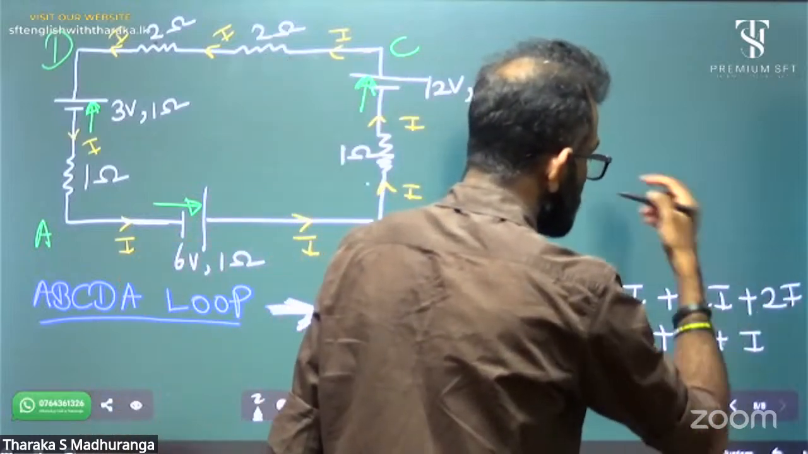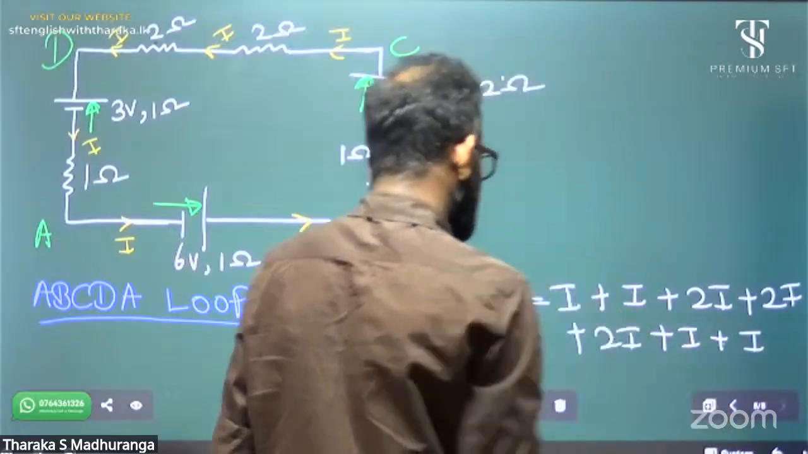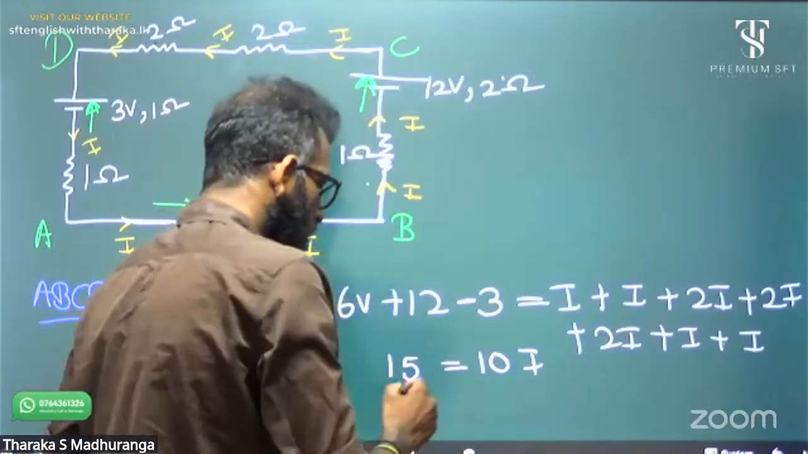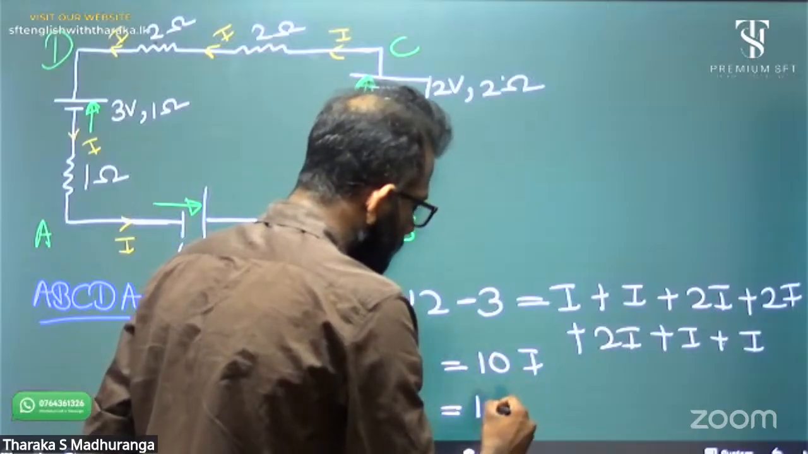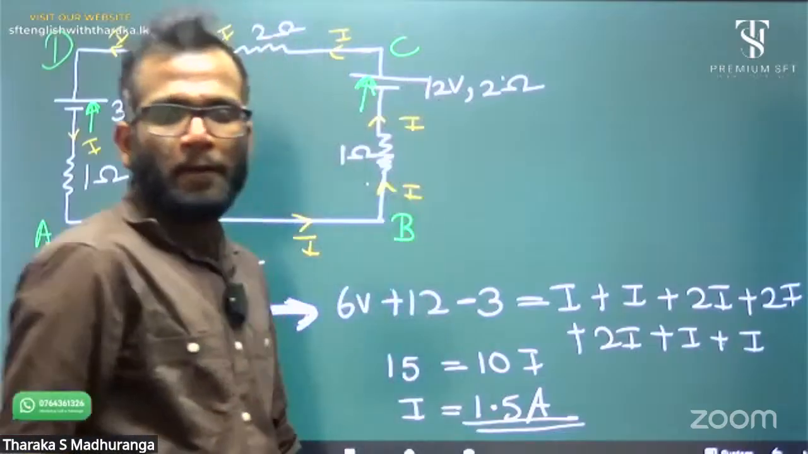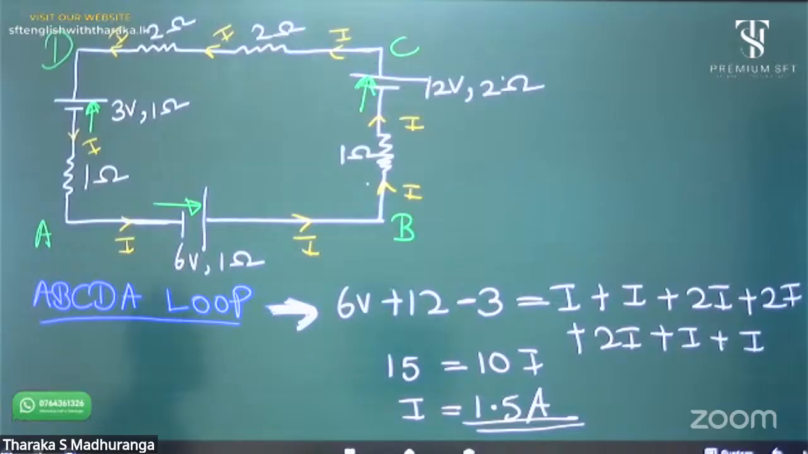6, 8, 10, 10I. Now I equal 15 over 10, 1.5 ampere. Sarmya, Rehlan, I think both of you have it. Now you're okay, Rehlan.